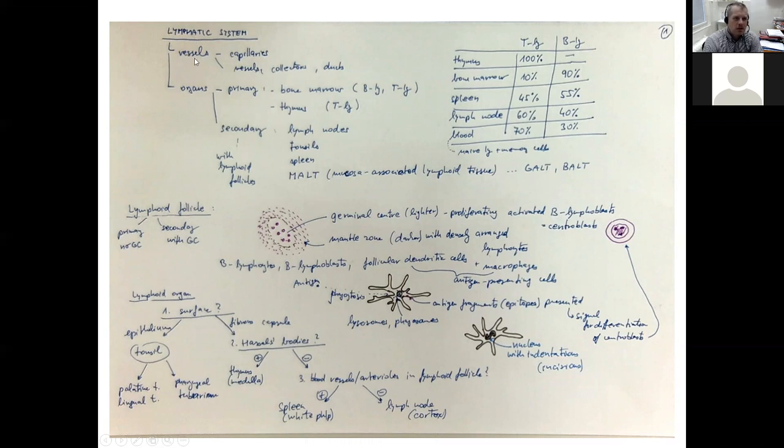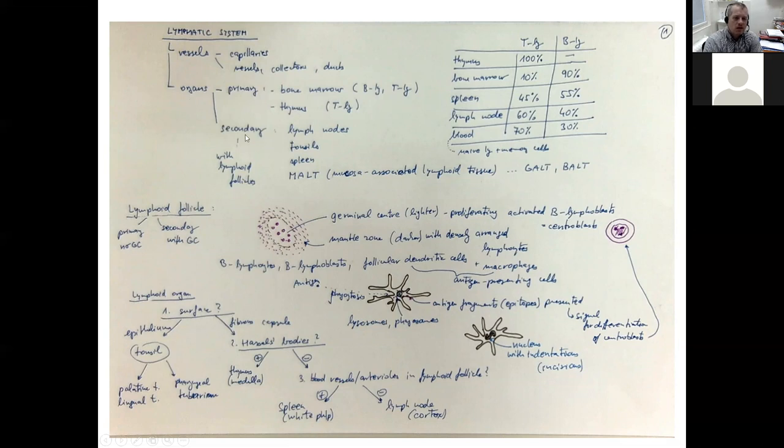The parts of the lymphatic system include vessels and organs. The vessels are capillaries, large vessels collectors, and the largest are ducts that collect the lymph into the bloodstream. According to whether the lymphocytes really originate from the organs of the lymphatic system, or whether they secondarily move in and infiltrate these, we can distinguish primary versus secondary lymphatic organs. The primary are bone marrow for B and T lymphocytes, and thymus for T lymphocytes.